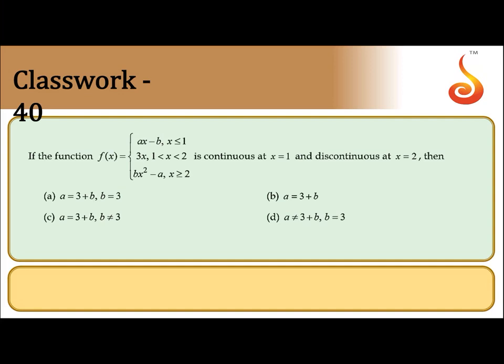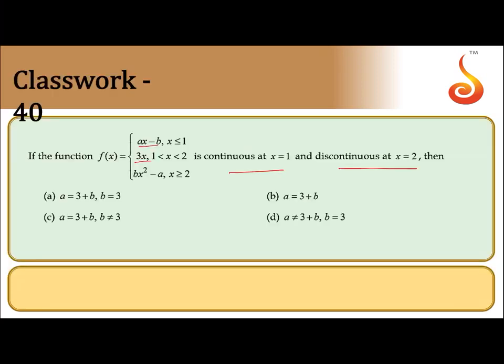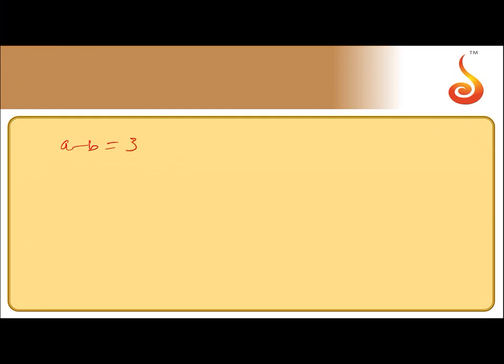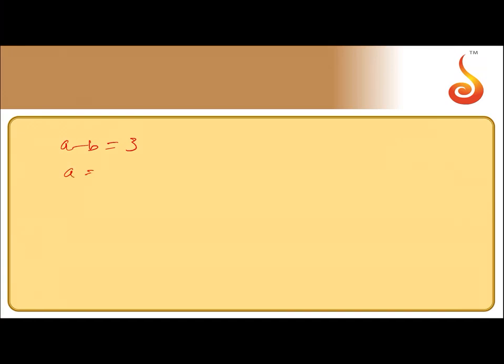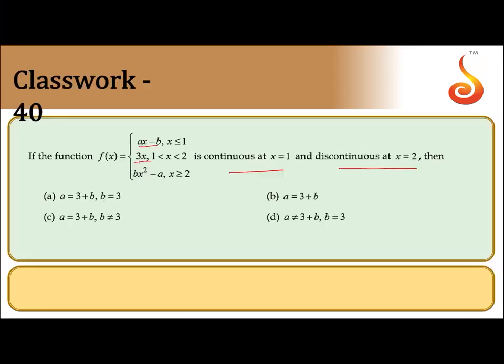Coming to the next one. f of x is equal to ax minus b divided. Of course, this is discontinuous at x equals 2 and continuous at x equals 1. Since it is continuous at x equals 1, when I substitute x equals 1 here, a minus b must be equal to the value of 3x at x equals 1, which is 3. A minus b equals 3, therefore a is equal to 3 plus b.